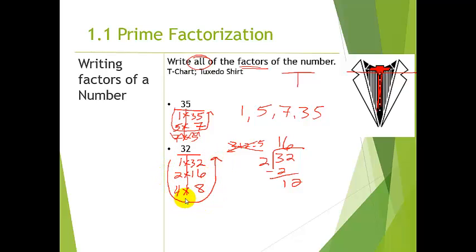So you make your little tuxedo shirt, and if you're going to list them out, you list them in order from least to greatest. So it's 1, 2, 4, 8, 16, and 32. So those are listing the factors, all of the factors of the number.